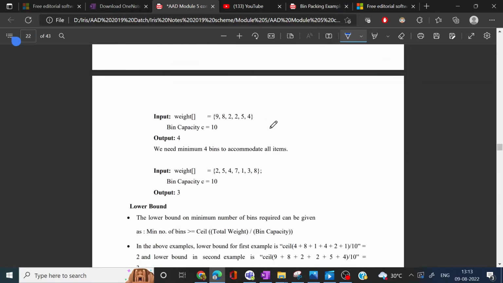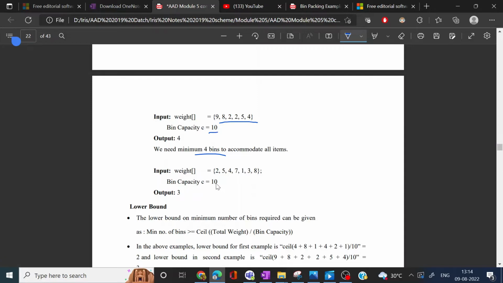Now we can see another example in which this is weight. These are the different items, 6 items: 9, 8, 2, 2, 5 and 4. Bin capacity is 10. So here we need a minimum of 4 bins to accommodate all items.